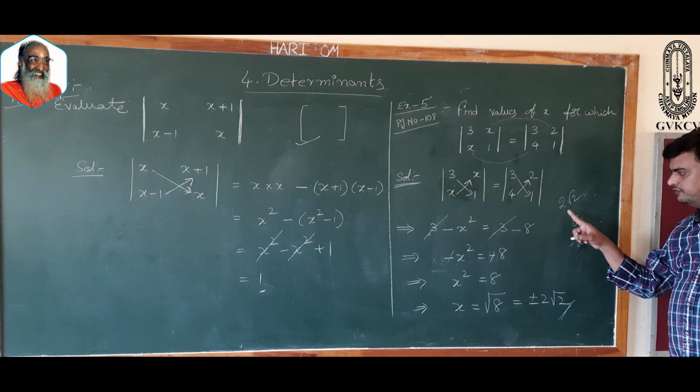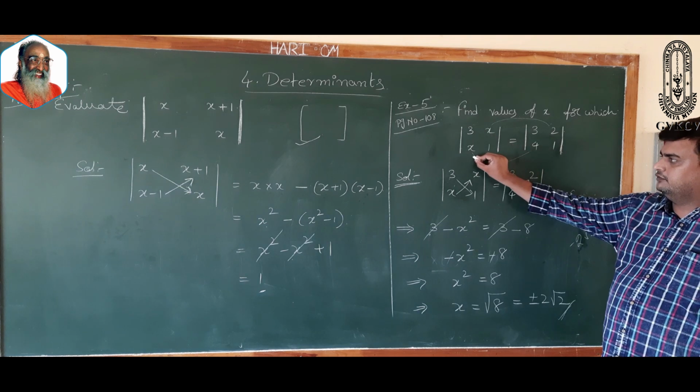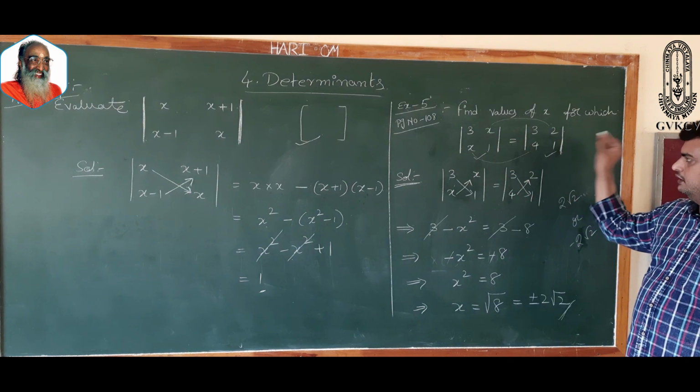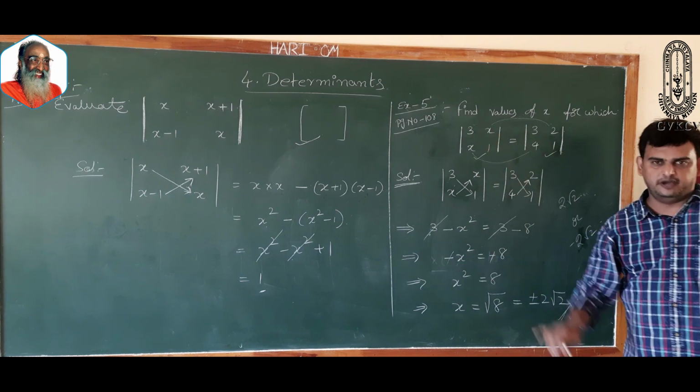By taking the value of x as either plus 2 root 2 or minus 2 root 2, the determinant of the left hand side and the determinant of the right hand side both will be equal. This is about example number 5.